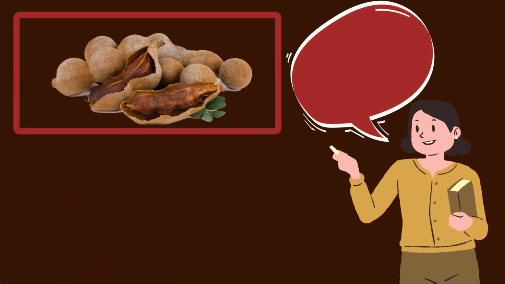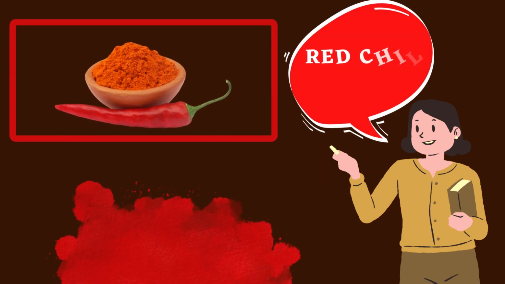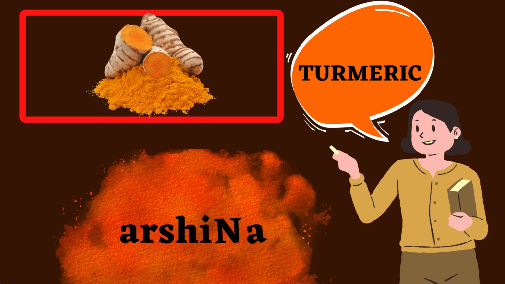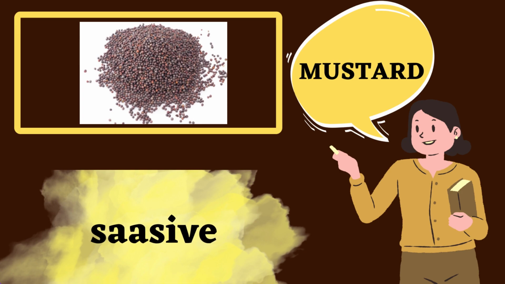Tamarind. Tamarind is hunase hannu. Let me repeat that, hunase hannu. Red chili powder. Red chili powder is kempu menasina pudi. Let me repeat that, kempu menasina pudi. Turmeric. Turmeric is harshina. Lastly, mustard. Mustard is sasive. Let me repeat that, sasive.